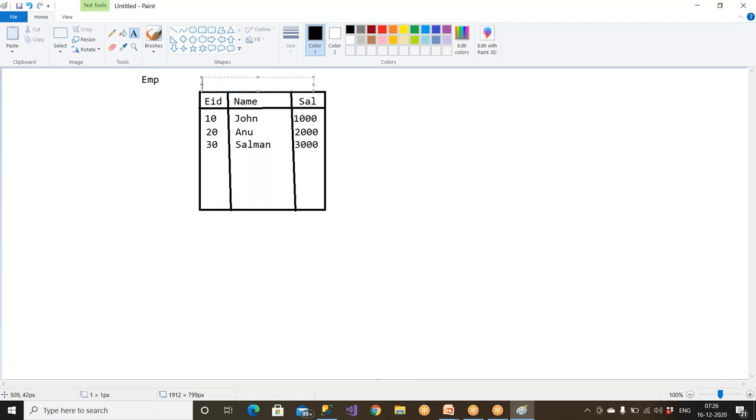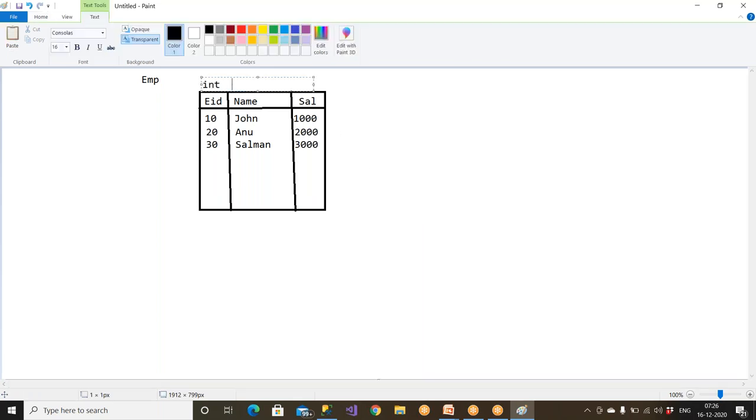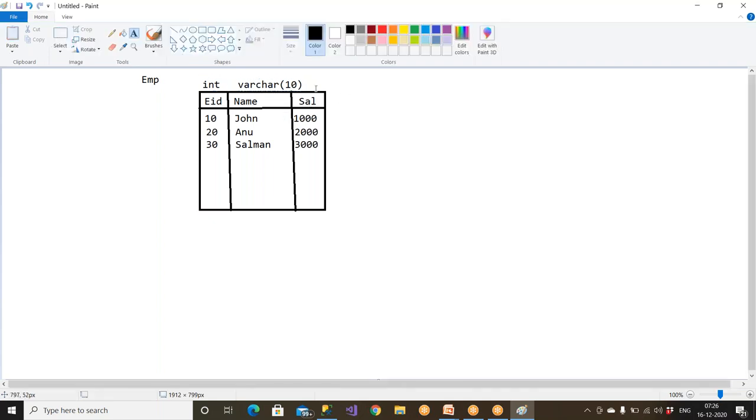So this data is called integer data. This is what is called varchar data. Varchar, let us say 10. Maximum you can have 8,000 characters, but I am restricting myself to 10 characters. I don't want to cross more than 10 characters in this. That is what I'm saying. And salary is some other data type.